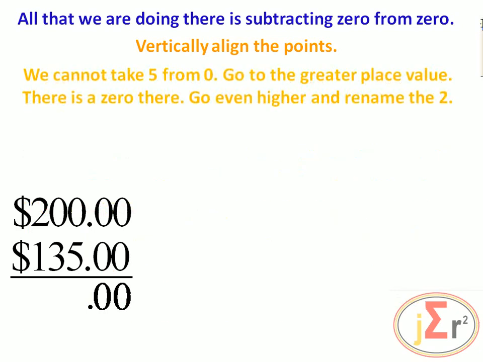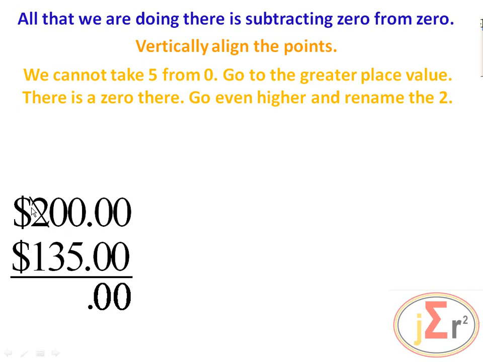We cannot take 5 from 0. Go to the greater place value. There is a 0 there. Go even higher and rename the 2. So when we say 5 from 0, can we do that? No. We need to go here to rename. When we get there, what do we find? Another 0. Another 0. So we will go all the way to the 2. And there is where we start to rename.